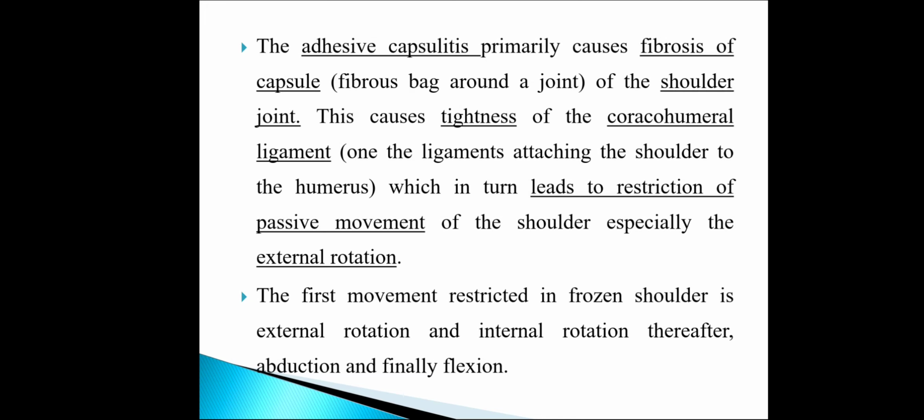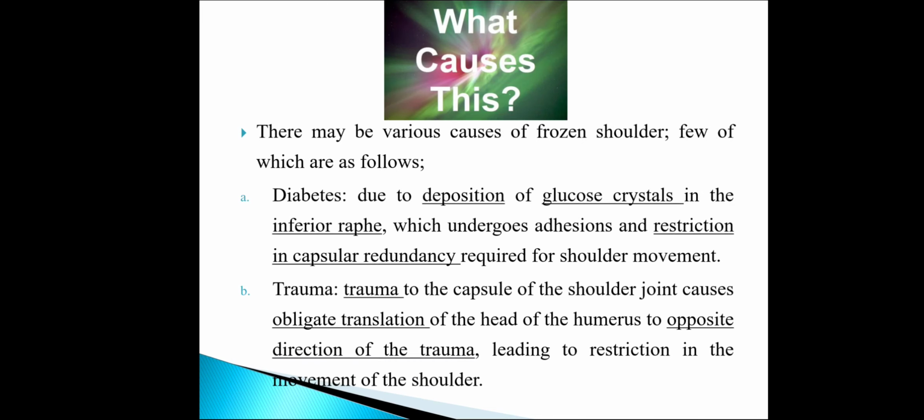The first movements restricted in frozen shoulder are external and internal rotation. Thereafter, abduction and finally the flexion. Now, what are the causes of frozen shoulder? First, the main and utmost important cause is diabetes, where glucose crystals get deposited in the inferior capsular raphe, thus causing the redundancy of the capsule.